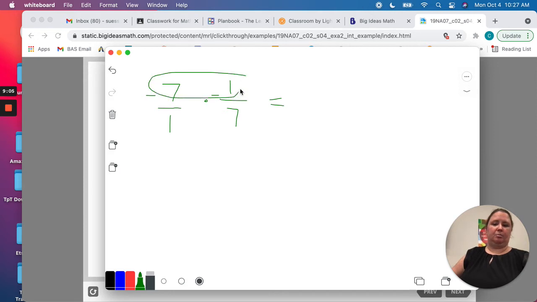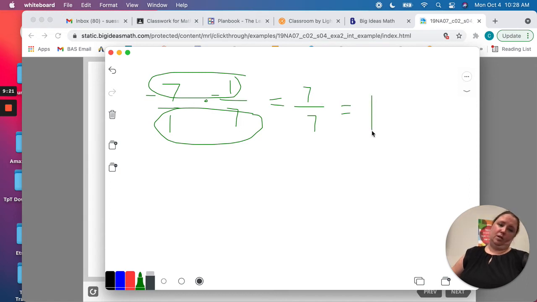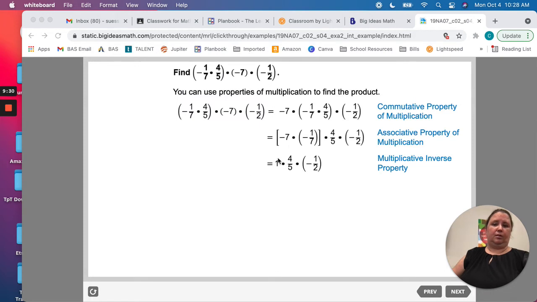So now I just multiply. What is 7 times 1? 7. Over, and then another 1 times 7. 1. I'm just visually showing everybody. So now to simplify 7 over 7, you think, can I divide 7 by 7? Yes. 1 time. So that's how we went from all of this to just a 1. See how we've only done the first two fractions here. So now we need to multiply times 4/5, and then again times negative 1/2.